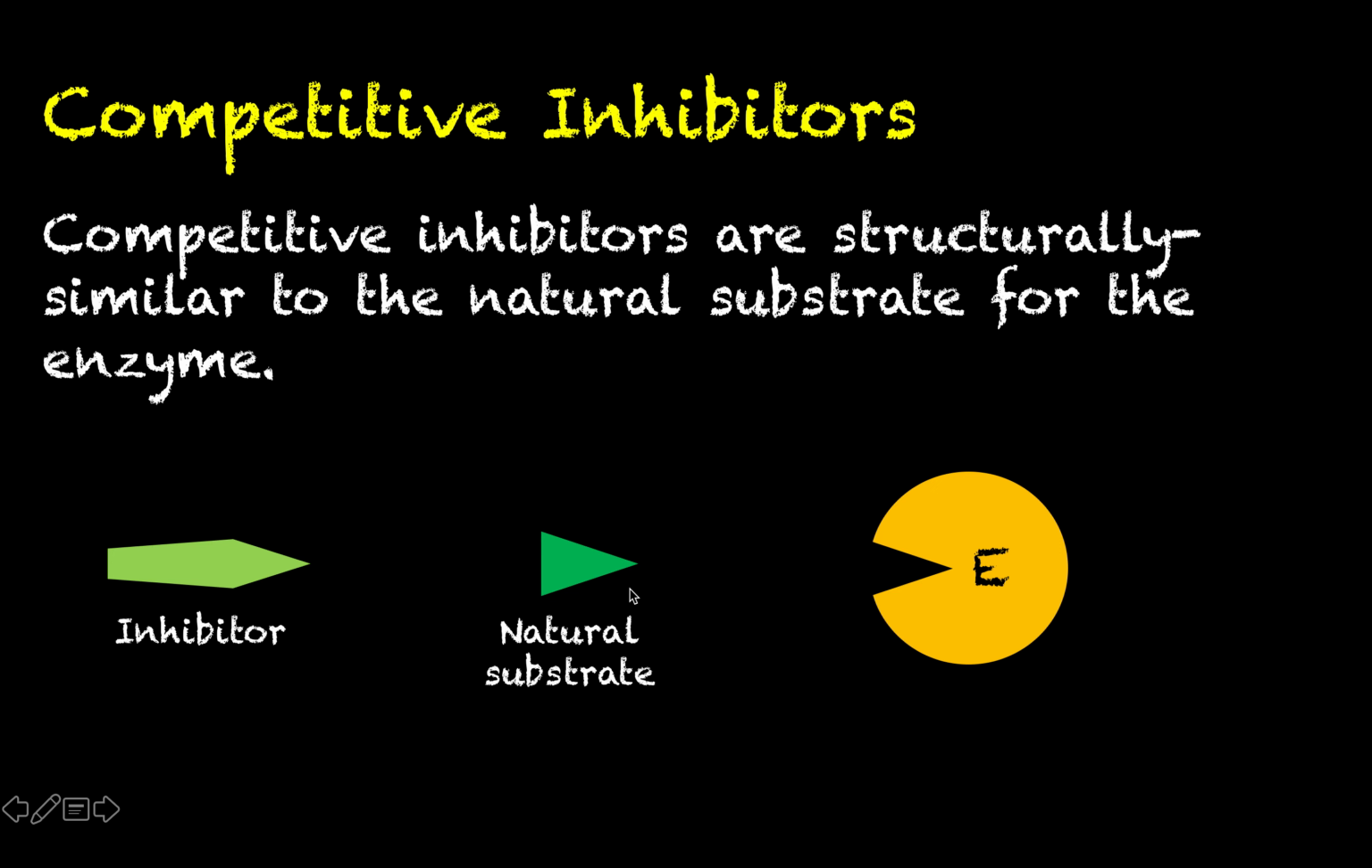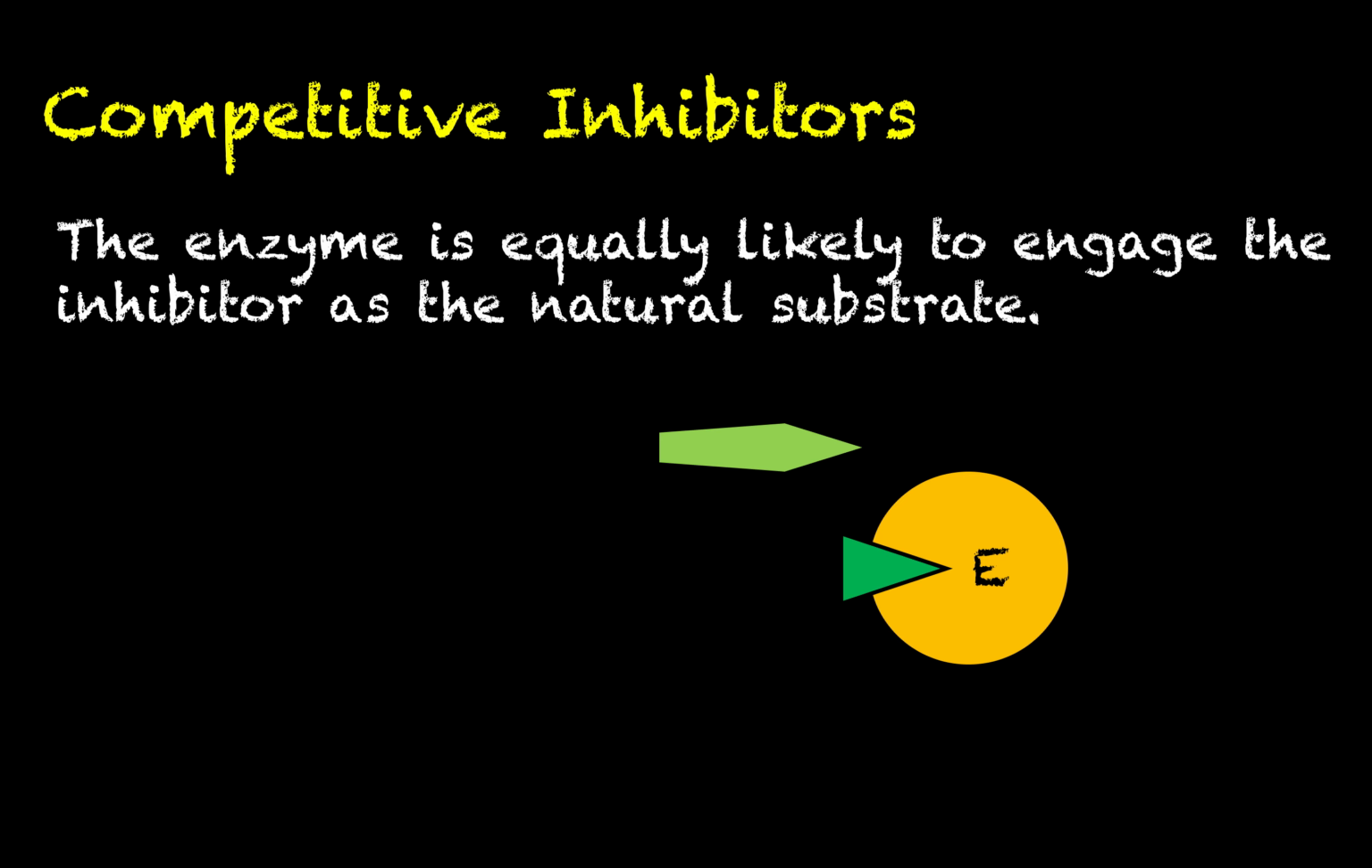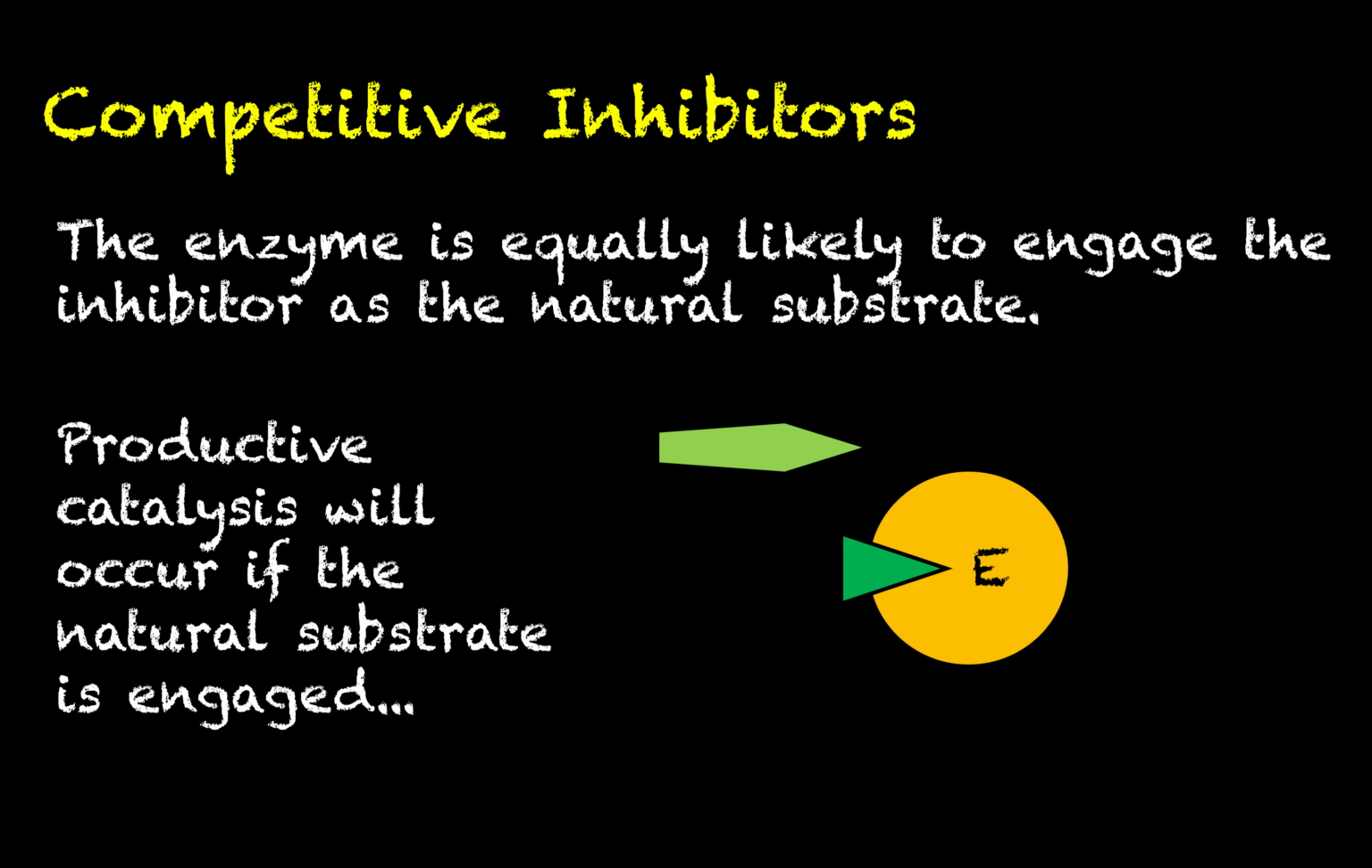So you can see in both cases, the natural substrate and the inhibitor have part of the molecule that looks very similar, this triangular shape here. So the enzyme is equally likely to engage the inhibitor as it is the natural substrate. In this illustration, you can see that the enzyme has engaged the natural substrate. And if this is the case, then we will get productive catalysis. The natural substrate will be converted to product.